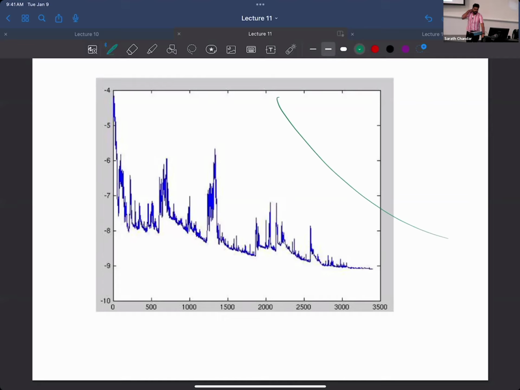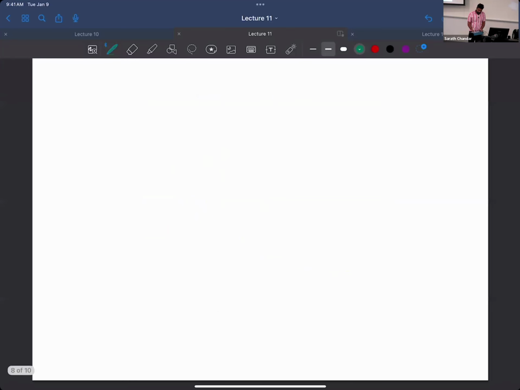Is that clear? Any question? Okay, so now we're going to talk about different ways to improve the stochastic gradient descent algorithm, or gradient descent in general. Now, there are a couple of main challenges that we should address.